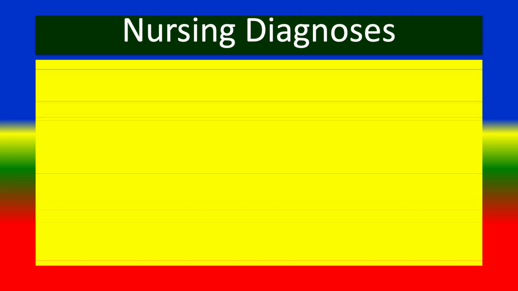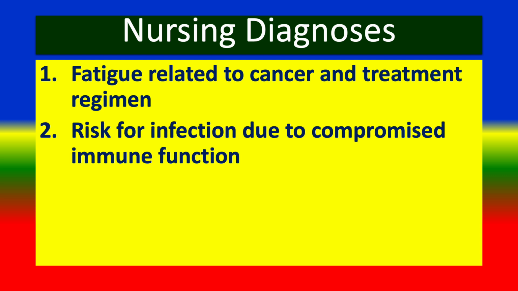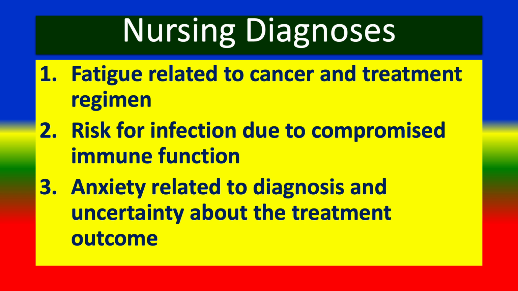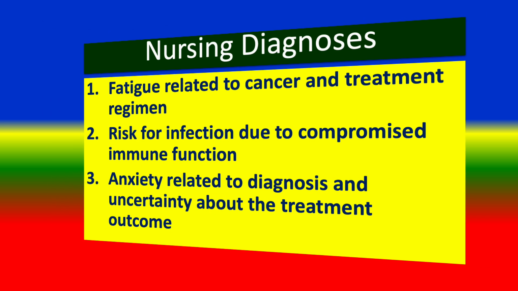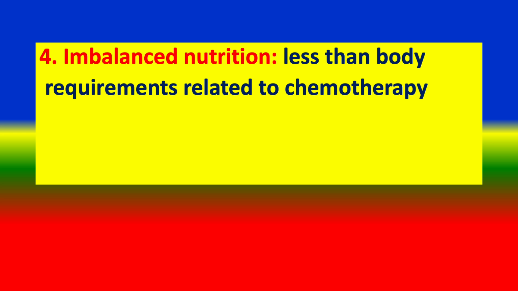Nursing diagnosis. 1. Fatigue related to cancer and treatment regimen. 2. Risk for infection due to compromised immune function. 3. Anxiety related to diagnosis and uncertainty about the treatment outcome. 4. Imbalanced nutrition, less than body requirements, related to chemotherapy-induced nausea.